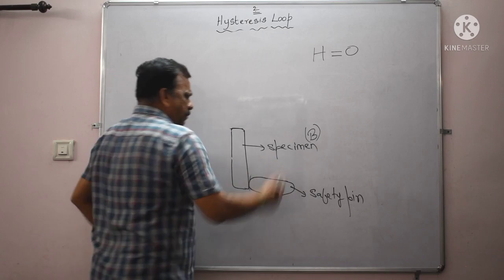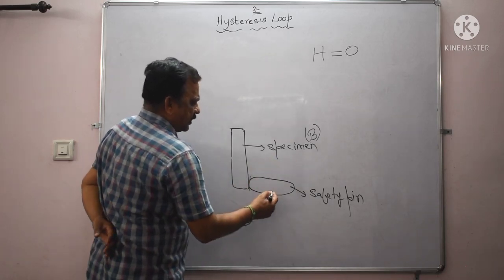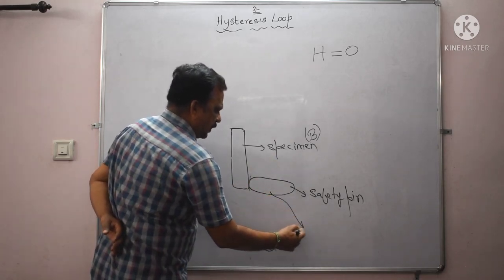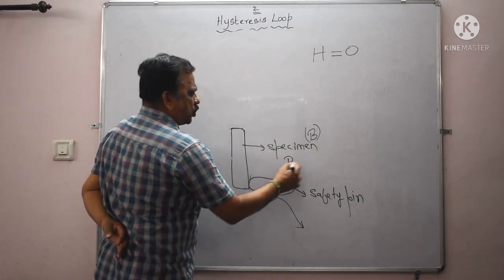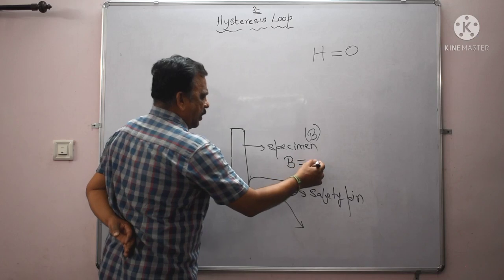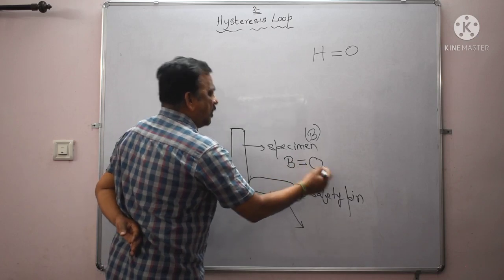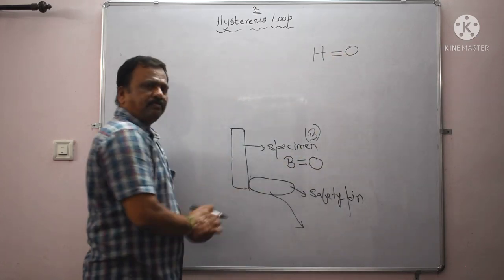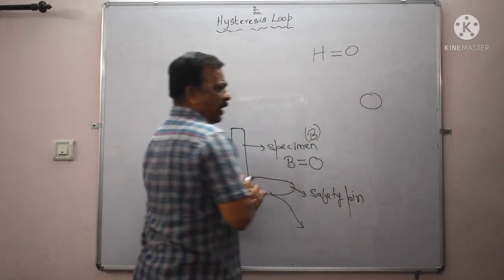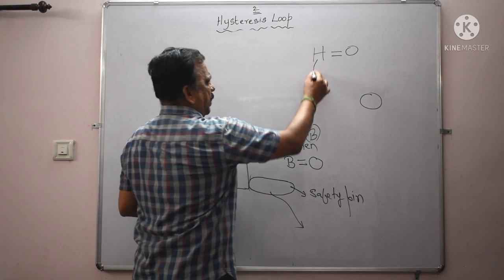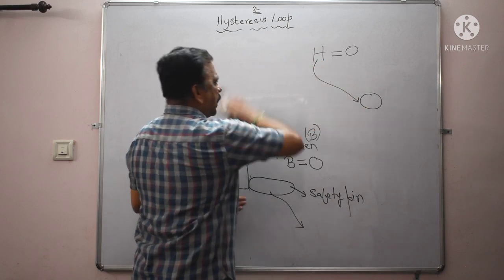Right. Now after some time, the safety pin will get detached from the specimen. So at that stage, we can confirm that the induced magnetic field B in the specimen has reached 0, but a little later when compared with H. So if I fix the value 0 as the destination value, H becomes 0 first on the removal of the bar magnet.